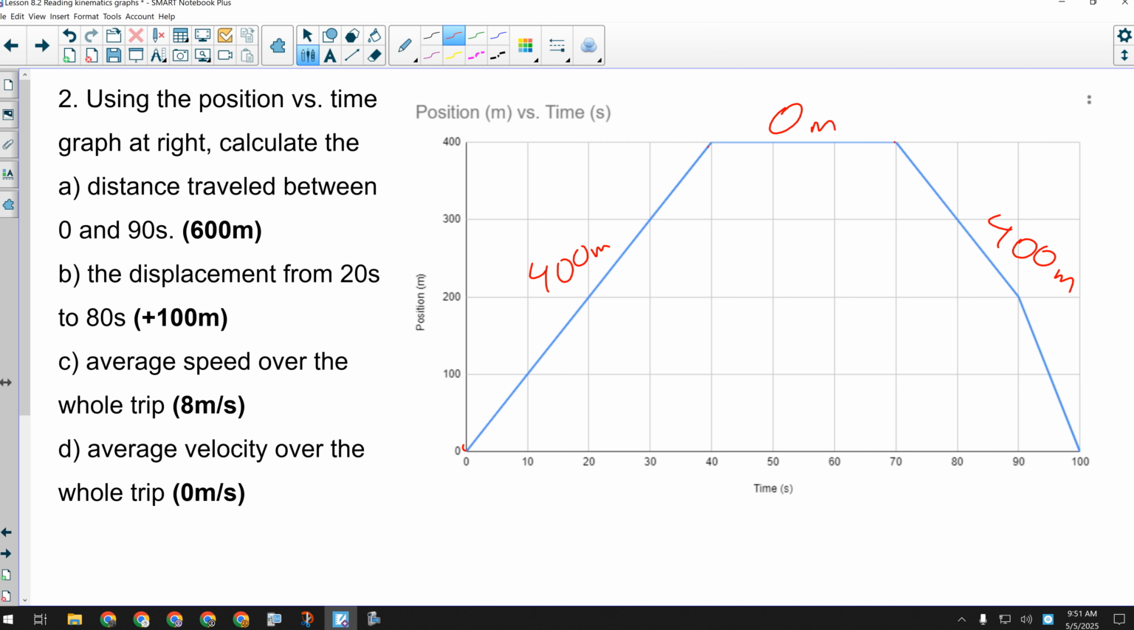How far does it go? 800 meters. It went 400 up and 400 back. Okay, it went 800 meters. Simple as that. I don't know why I have 600 meters there.